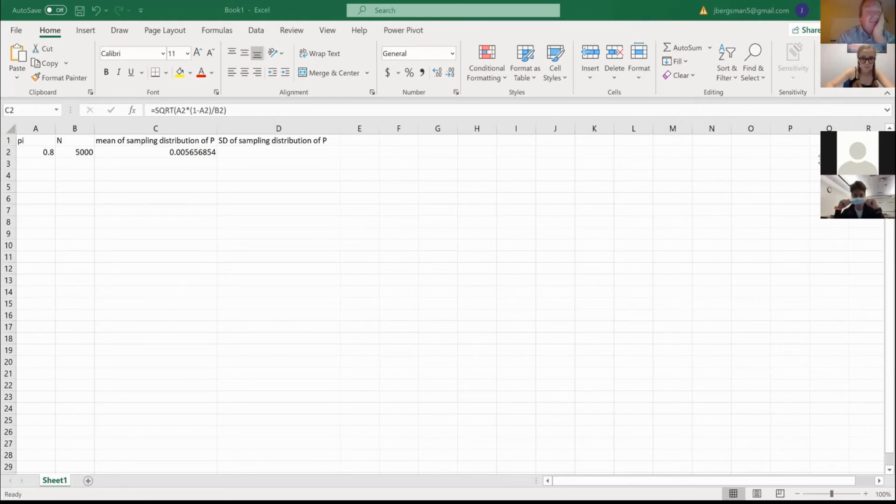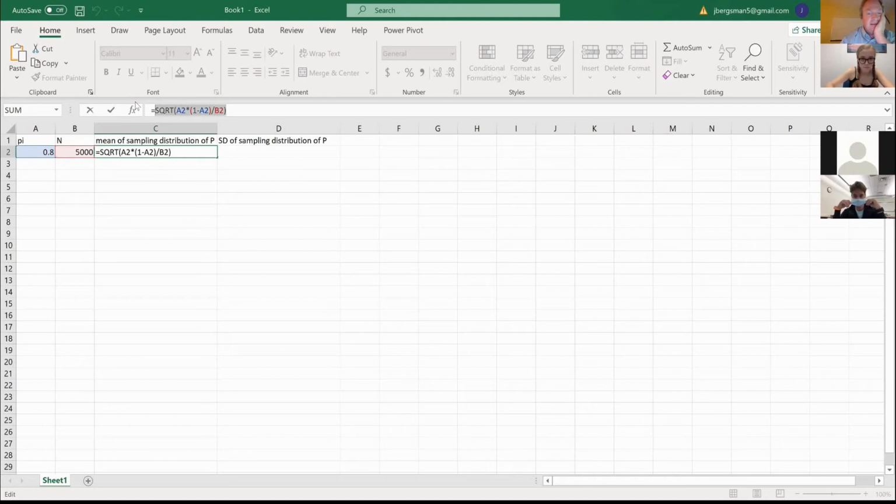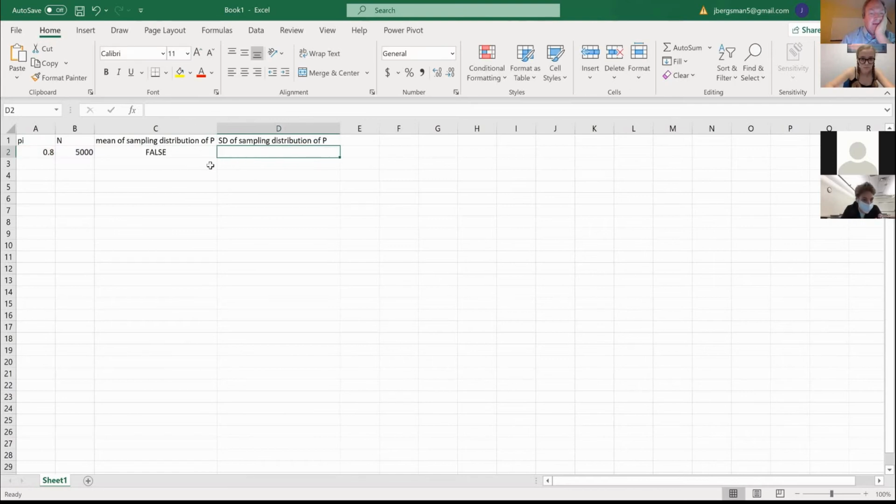And by the way, that isn't the mean, right? You entered the formula for the standard deviation, so you have it in the wrong column. You actually want that in D, right? Yeah, you can copy and paste it right into D, or cut and paste it. Well, actually, Excel can be kind of quirky like that.